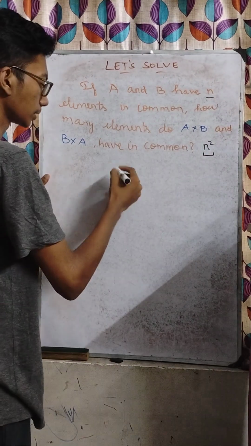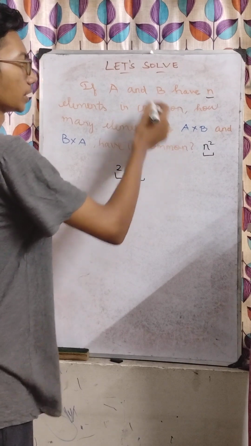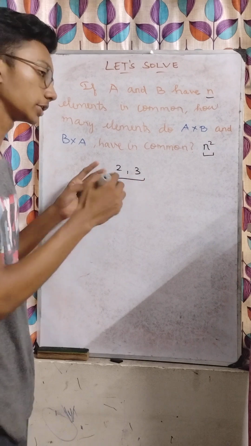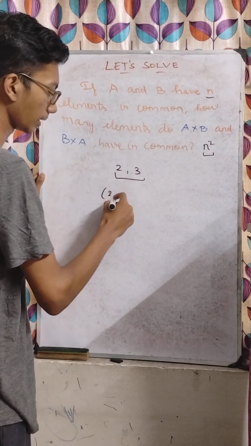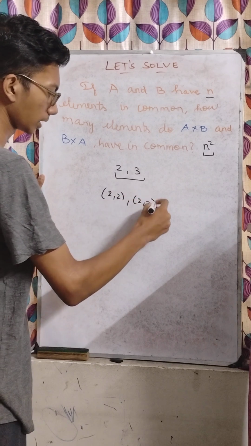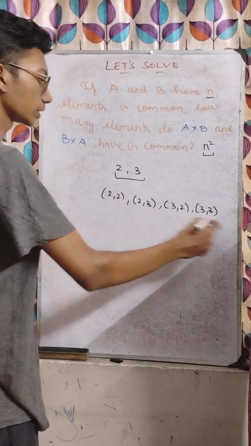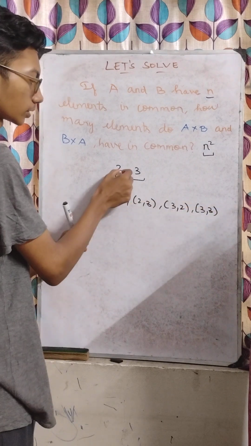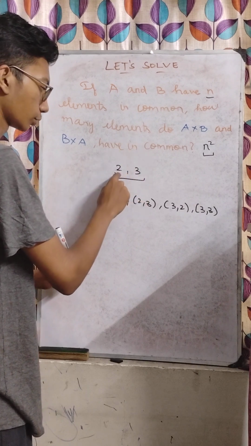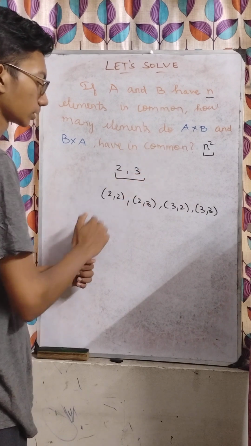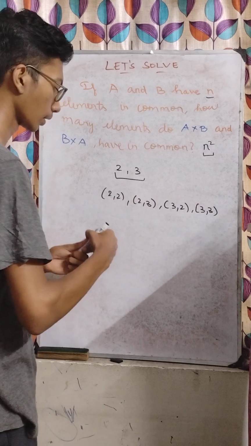So why this happens is, let's say we have common elements 2, 3. These are the common elements in A and B. So when we do the cross product, the elements will be (2,2), (2,3), (3,2) and (3,3). So these will be the elements. Why? Because 2 should be crossed with 2, 2 should be crossed with 3, 3 should be crossed with 2, 3 should be crossed with 3. So that's why we have 4 elements. These will be in both A cross B and B cross A.